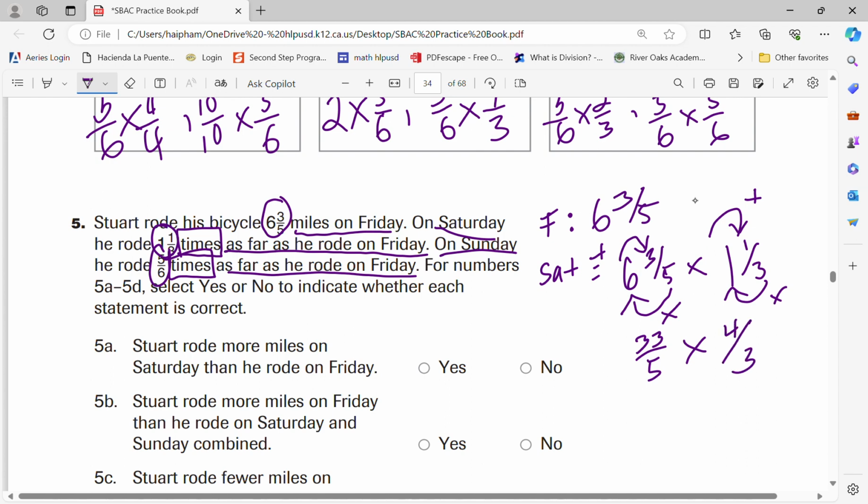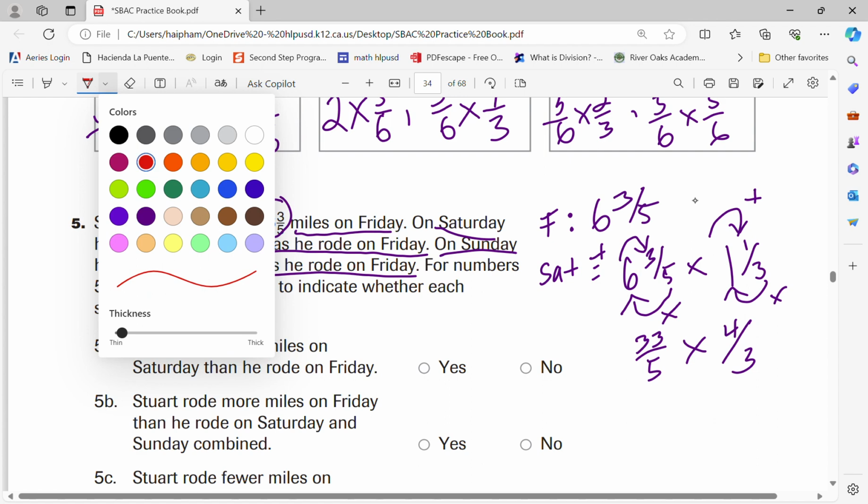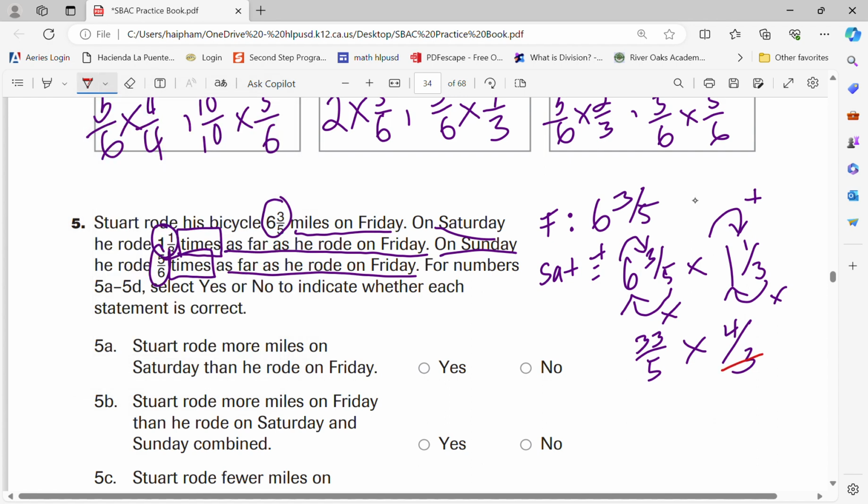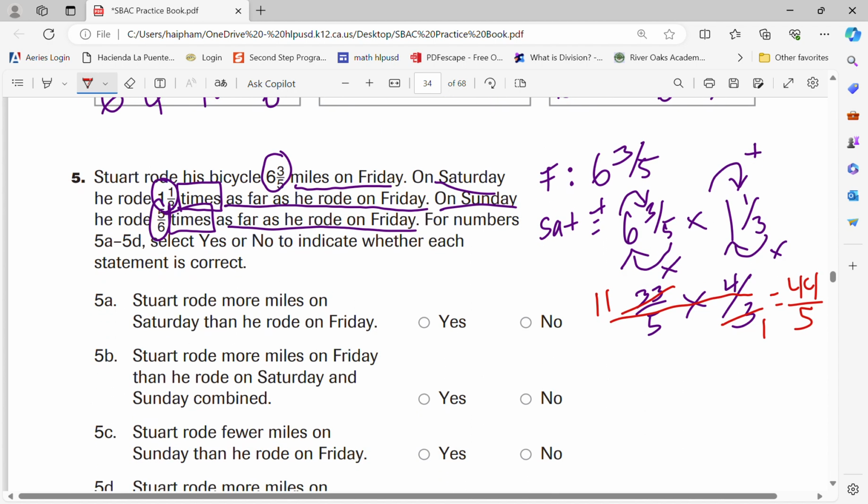All right, jumping on to step 2, which is multiply across. Cross cancel if I feel comfortable doing so. I notice there's a 3 and a 33 here. 3 divided by 3 will be 1. 33 divided by 3 will be 11. Now I can go ahead and multiply across. I have 4 times 11, which is 44. 5 times 1 is 5. And the last thing I should do is simplify here.